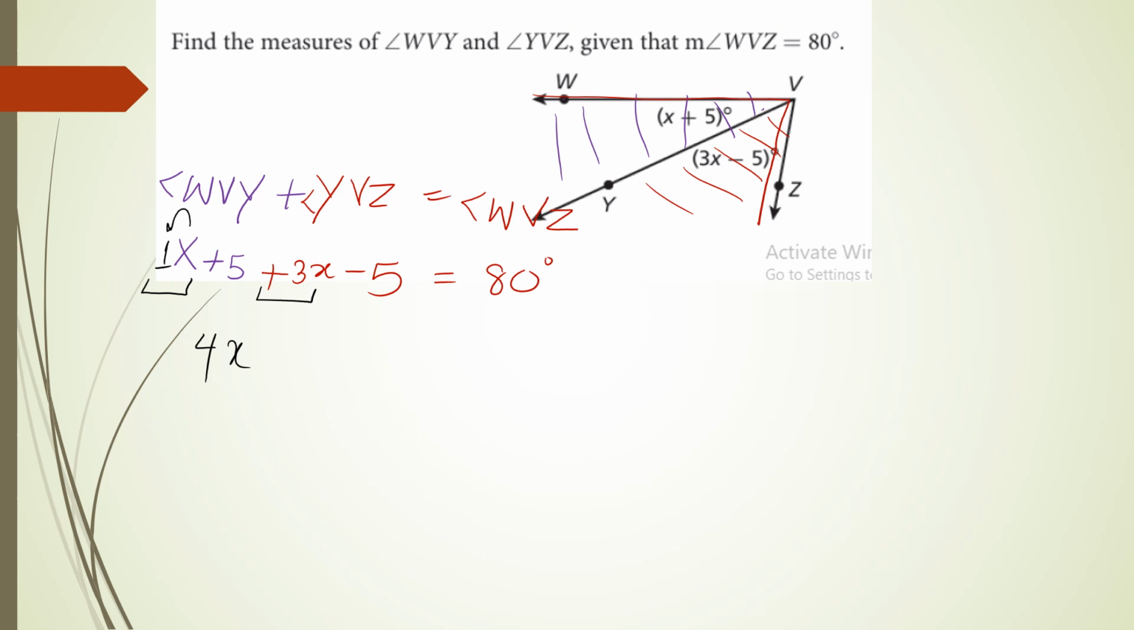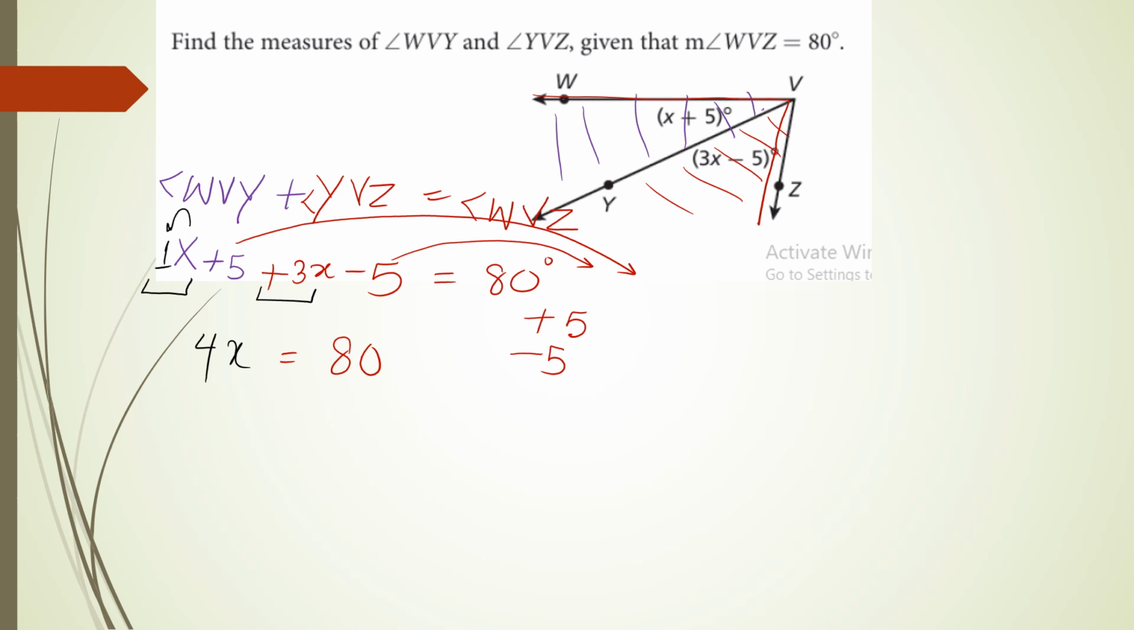I told you to bring the number on the other side. Minus 5 goes on the other side, becomes plus 5. Plus 5 goes on the other side, becomes minus 5. You can cancel over here also. But if not, it is equals to 80. 80 plus 5 minus 5 gives you 80.